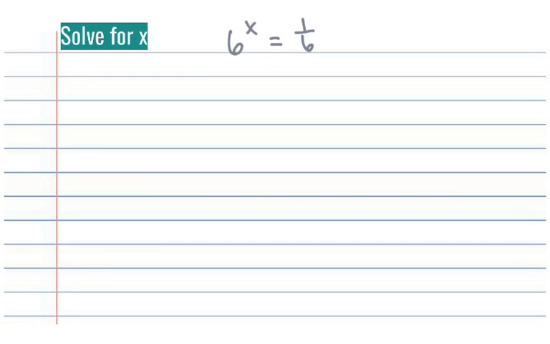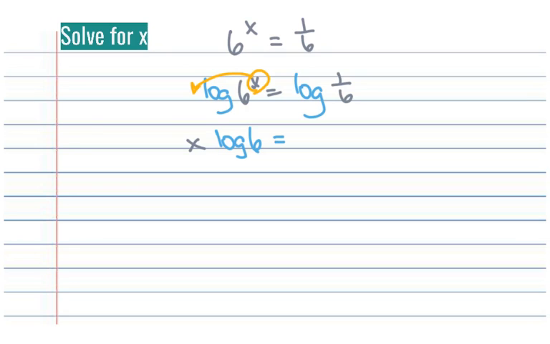I know that in order to get that out, I have to use the power property of logs. So the first thing I'm going to do is take the log of both sides. I'd have log of 6 to the x equals the log of 1/6. Now under that power property, I know that my x can come out to the front. Then I would have x times log of 6 equals log of 1/6.